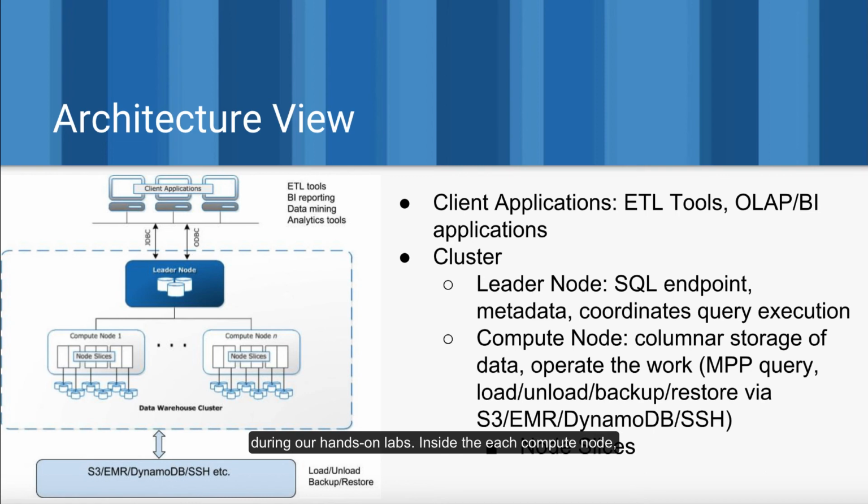Inside each compute node, it is partitioned into slices. Each slice is allocated a portion of the node's memory and disk space, where it processes a portion of the workload assigned to the node. The slices work in parallel to complete each operation.